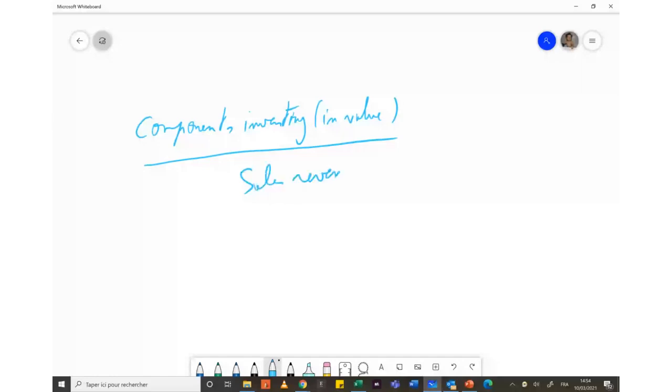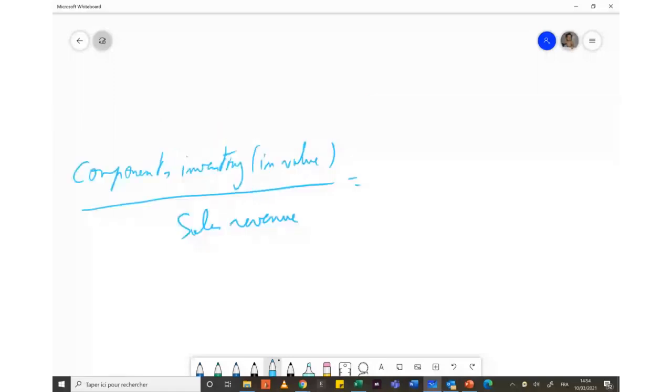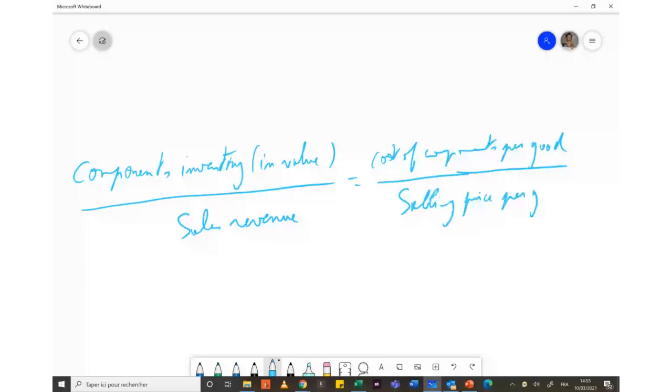So here we can decompose this ratio. It's in function of the cost of the components per good divided by the selling price per good, for one good that you produce, okay?